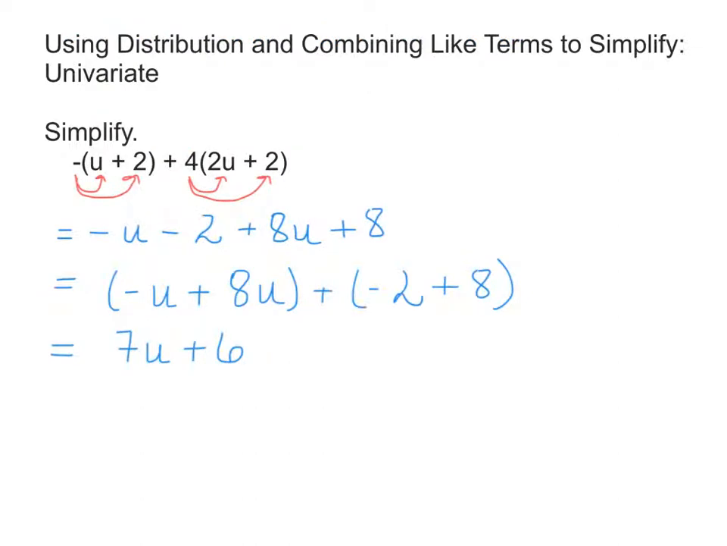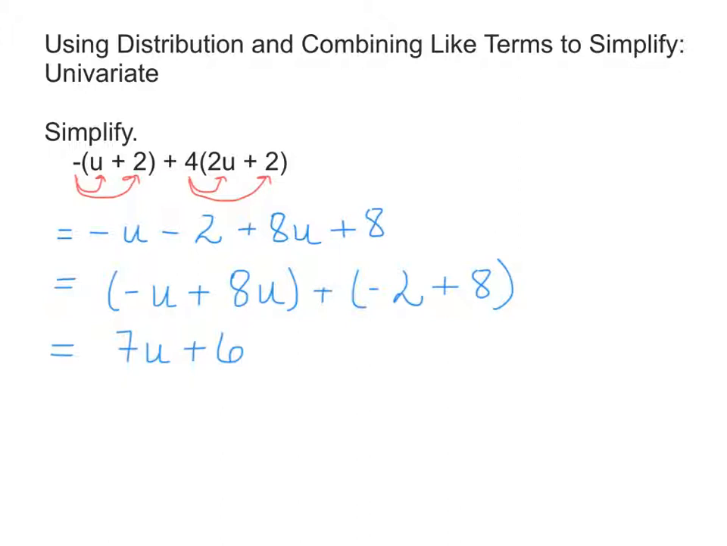Using distribution and combining like terms to simplify. Univariate. Let's simplify negative, open parentheses, u plus 2, close parentheses, plus 4 times, open parentheses, 2u plus 2. You want to make sure that you distribute the negative, which is understood to be a negative 1, to the u and the 2. Distribute the 4 to the 2u and the 2. I've illustrated that here.